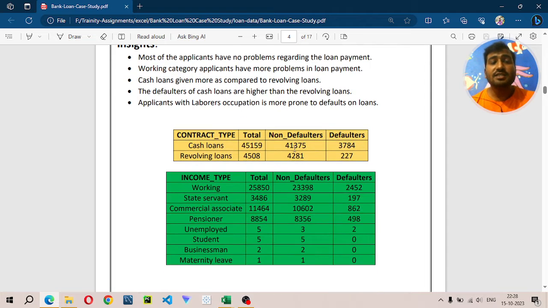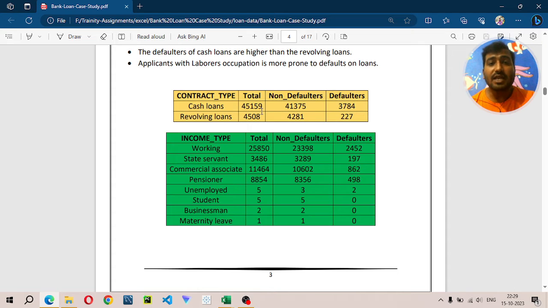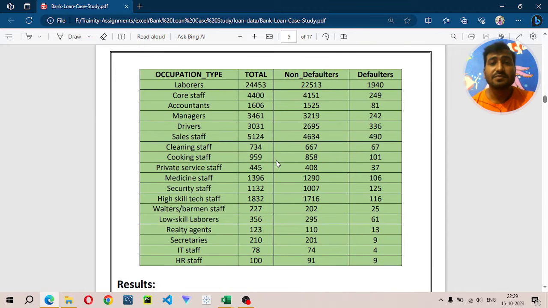Now coming to the insights that we have got while analyzing this data, most of the applicants have no problem regarding the loan payment. Working category applicants have more problems in loan payment. Cash loans are given more as compared to the revolving loans. The defaulters of cash loans are higher than the revolving loans. Applicants with laborer occupation are more prone to defaults on loans. To support these insights, we have performed some analysis, and the analysis has been shown in this table.